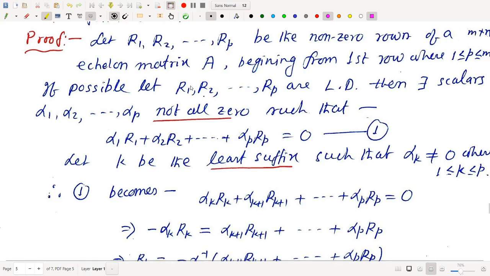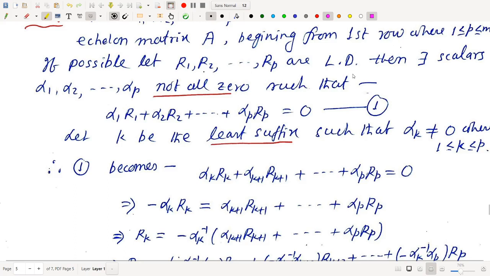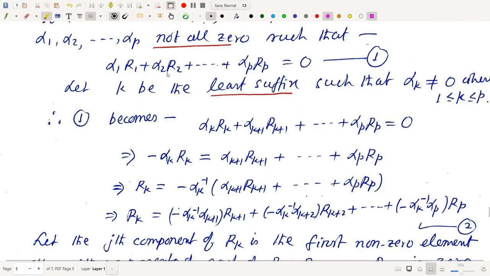If possible, on the contrary, we assume that R1, R2, ..., Rp are linearly dependent. Then, by the definition of linear dependence, there exist scalars alpha 1, alpha 2, ..., alpha p, not all 0, at least one is non-zero, such that their linear combination alpha 1 R1 plus alpha 2 R2 plus ... plus alpha p Rp equals 0, means the 0 vector here. Now, at least one scalar coefficient is non-zero. So let k be the least suffix such that alpha k is not equal to 0, where 1 is less than or equal to k, less than or equal to p. It may be that alpha 1 is not 0, maybe that alpha 2 is not 0. So whichever is the first non-zero, we have denoted by alpha k. Alpha k is the first non-zero coefficient.